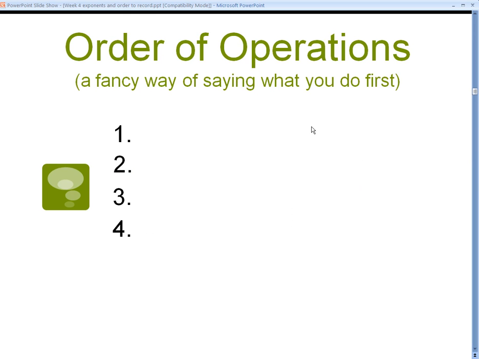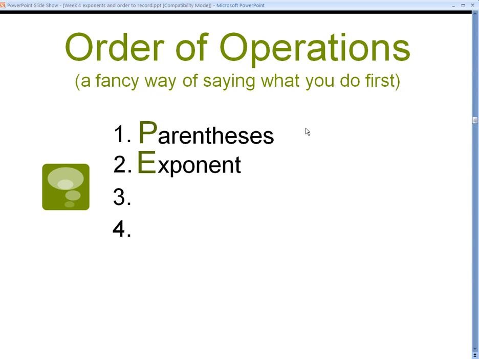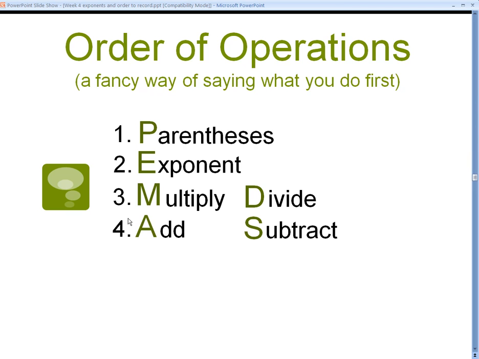Math has a certain order of doing things too, just like getting dressed. We call it the order of operations, which is a fancy way of saying this is what I'm going to do first. The first thing we always do are any parentheses. Then we take care of the exponents. Then we multiply and divide. These are the same step, so these can be done in whichever order they come. Just remember that this is step 3 together. Multiply and divide are together, and add and subtract are together.